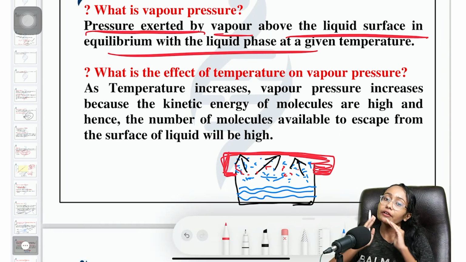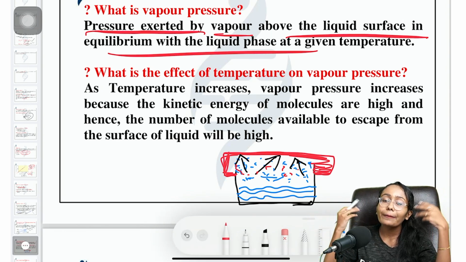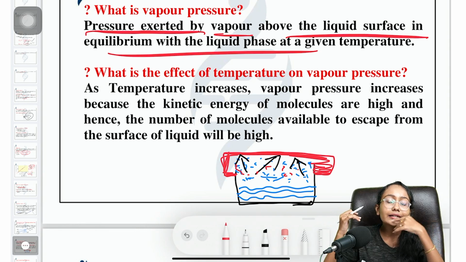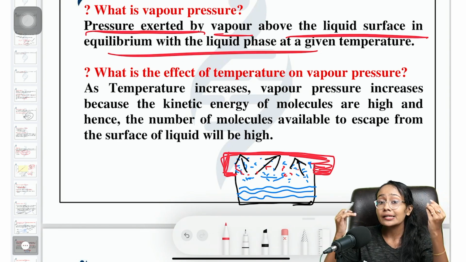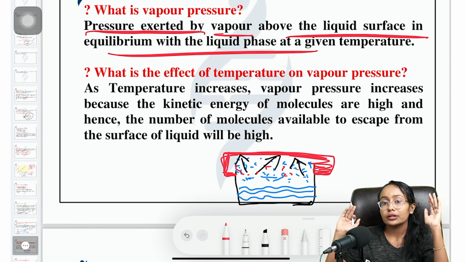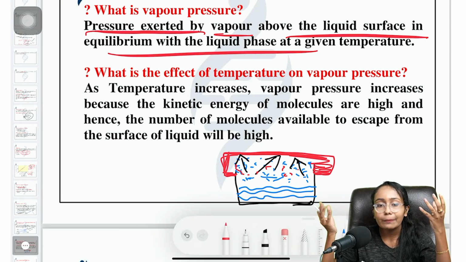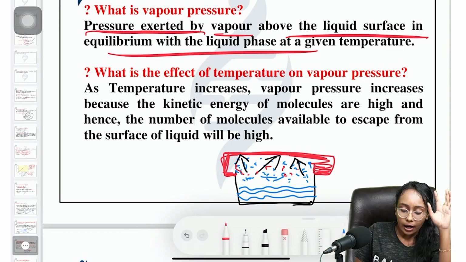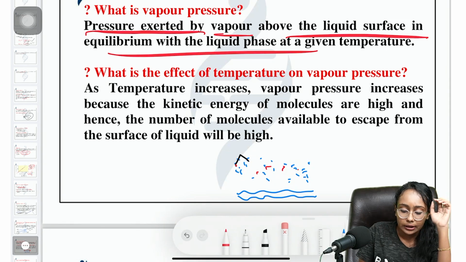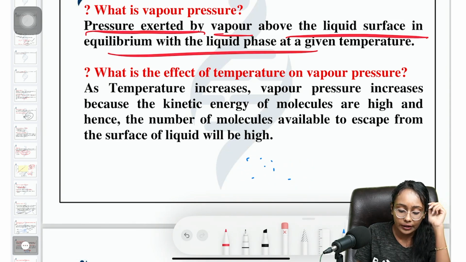Vapor pressure can better be defined as the tendency to escape or the tendency to evaporate and leave. Okay, tendency to escape or tendency to vaporize and leave. Fine. Now we need to see the effect of temperature on vapor pressure.